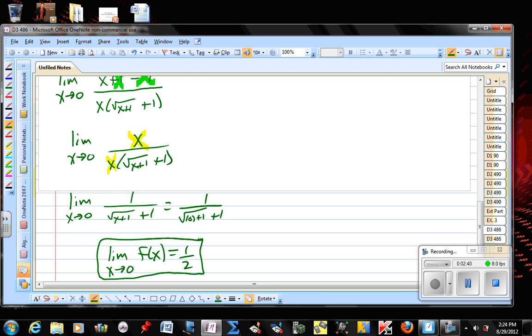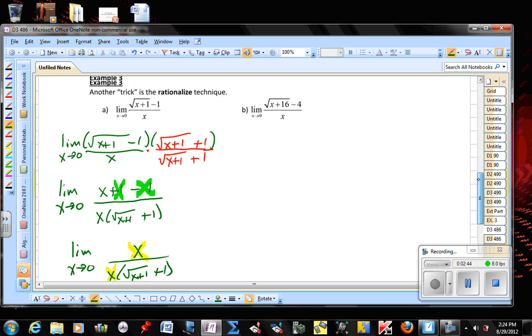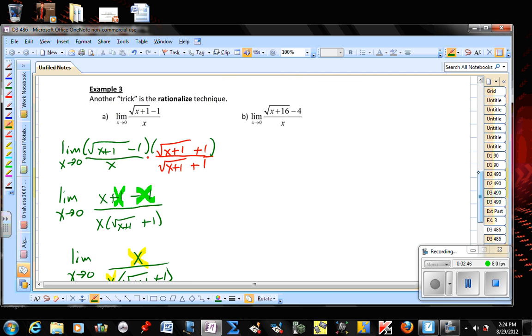Okay, now let's go on and take a look at part B. This is a very similar problem. Direct substitution will fail, so we're going to need to do some algebra tricks. Let's get started rationalizing by multiplying by the conjugate. And we'll multiply by root x plus 16 plus 4 over root x plus 16 plus 4.